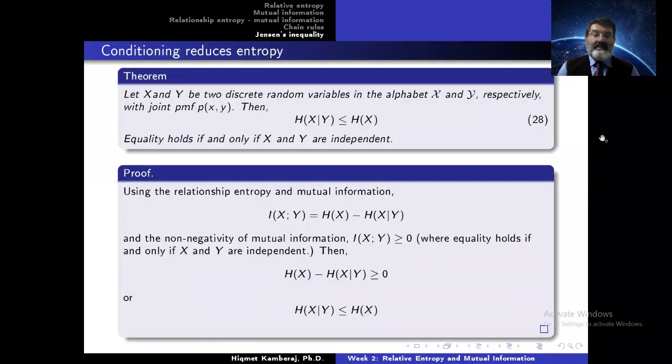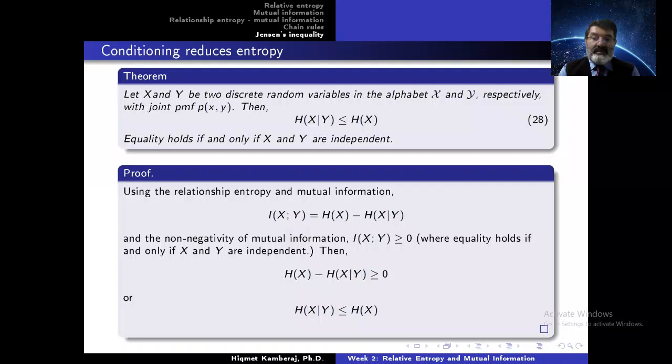Now, an important theorem is the following. Let x and y be two discrete random variables in the alphabets chi and epsilon respectively, with joint probability mass function p of x and y. Then the conditional entropy of x given y is less or equal to H of x. Equality holds if and only if x and y are independent.